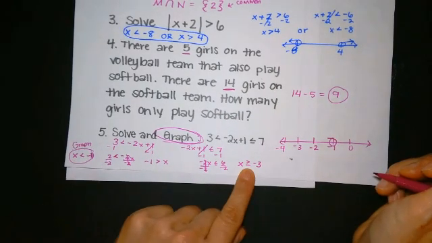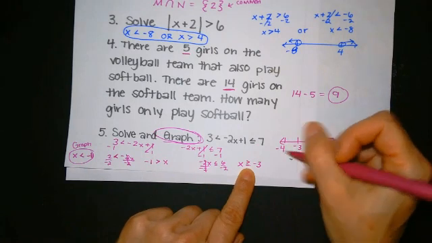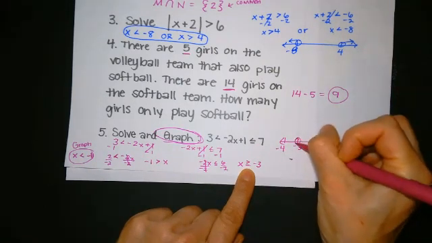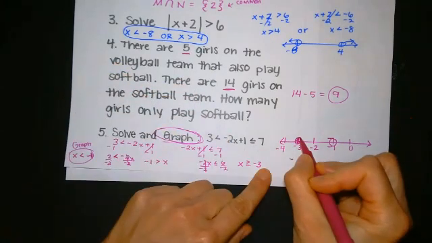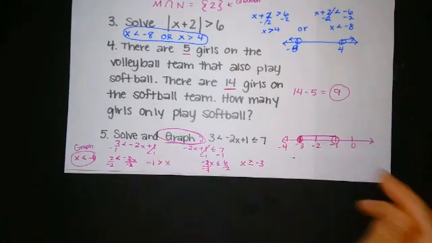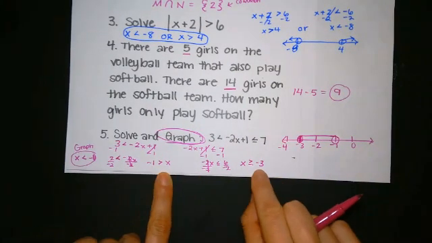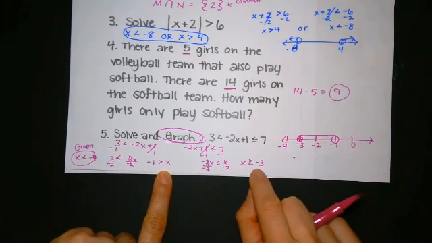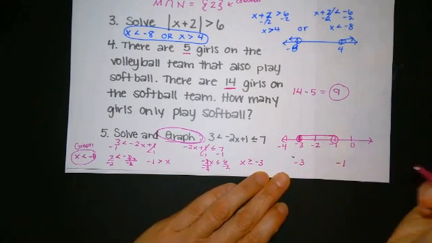The negative 3, now this one is going to be a closed circle, right? And this one is going to point to our right. And so these are, in fact, going to connect. This is the graph. Now, when we write our inequality back together, it is customary to start with the lower limit. In this case, it's the negative 3 is what we start with. The negative 1 is going to be the end.